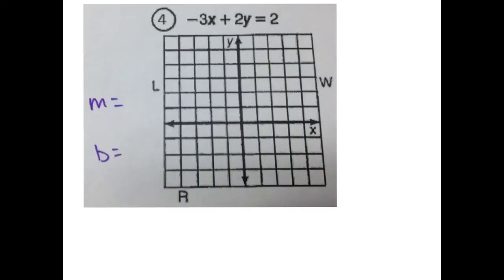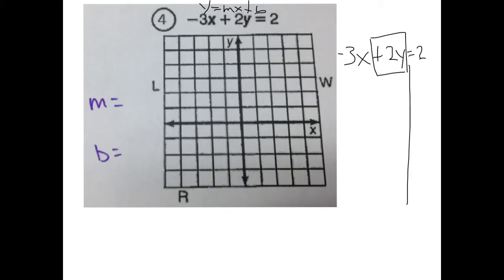Next one, number 4. Now this one we notice that we try to put y equals mx plus b across the top of it, and it doesn't line up. So this one is not in y equals mx plus b form, so we have to get this thing solved first. Okay, so we're going to go through the same steps that we've been doing.